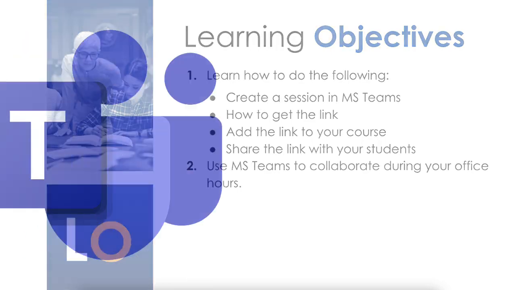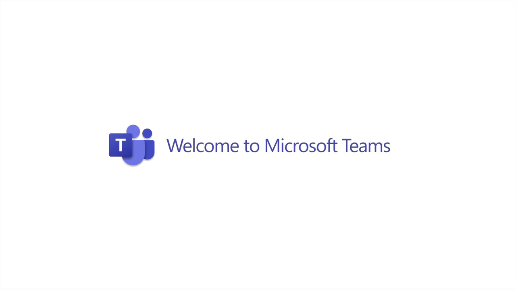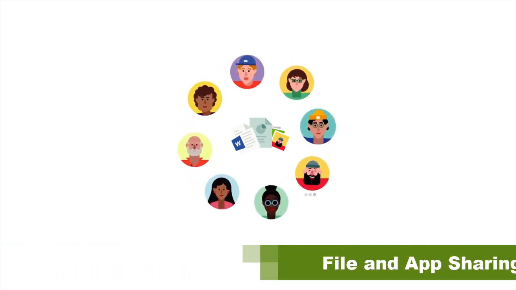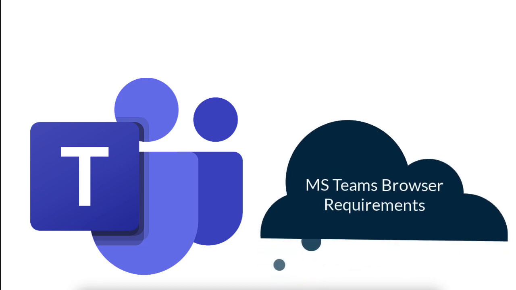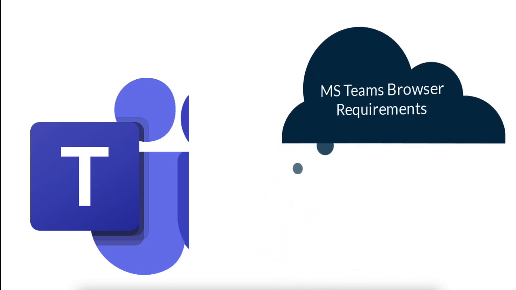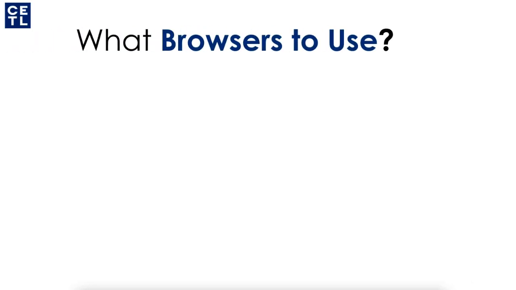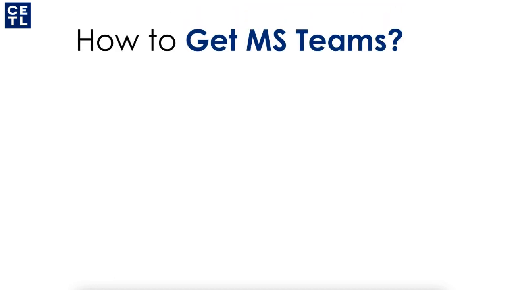Microsoft Teams is a messaging app used widely by organizations like Dallas College for real-time collaboration, communication, meeting, file, and app sharing. Now that you know a little more about MS Teams, let's take a look at some of the requirements in order to use MS Teams to work properly. For MS Teams to work seamlessly, you have to use either one of the two recommended browsers, Google Chrome and Microsoft Edge. There are two ways to get the app.